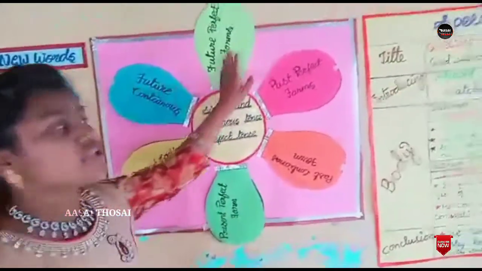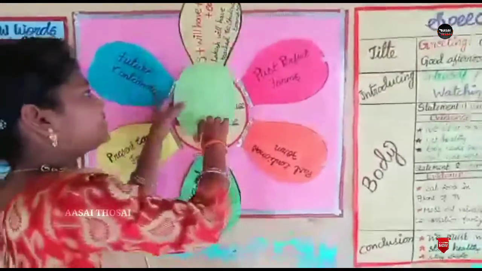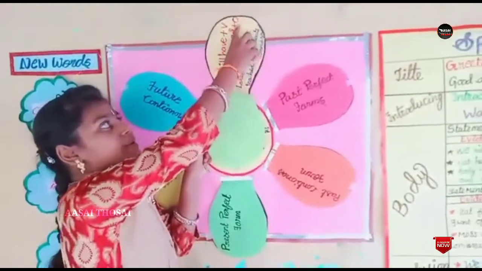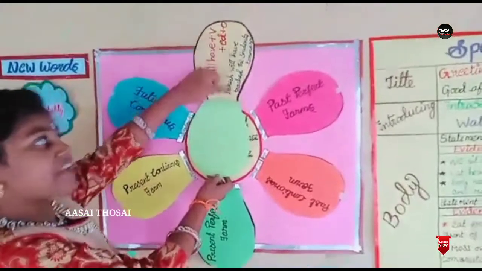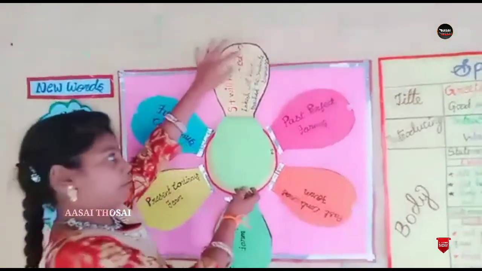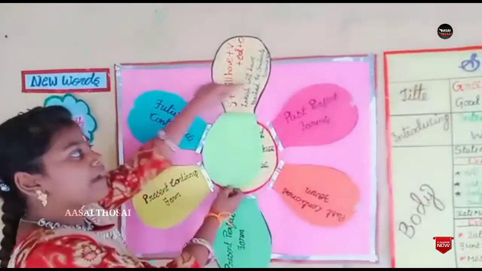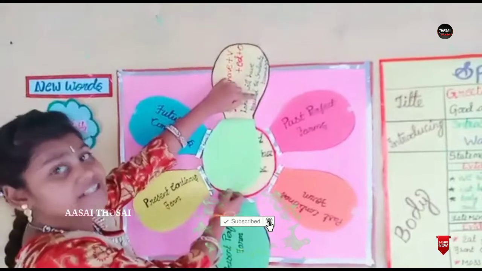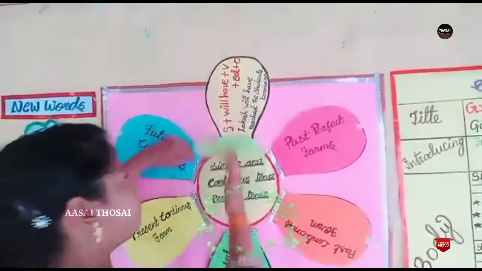Next, future perfect form. That is subject plus will have plus verb plus ed plus object. Lokesh will have taught the students tomorrow. See, here subject is Lokesh, will have we put here, and verb is teach. We added ed, and the object is the students, tomorrow.